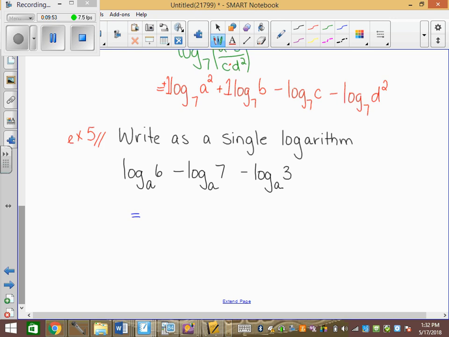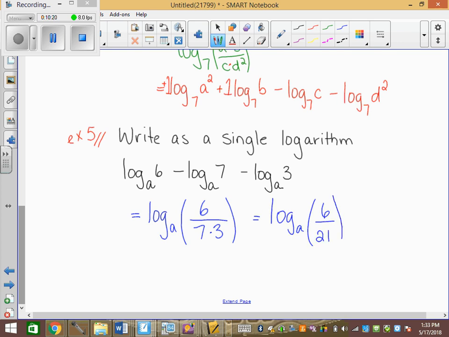So it's going to equal log base A. 6 goes where? Numerator. 7 goes where? 3 goes where? What happens when I have more than one thing in the denominator? You times them. So I'm actually going to get log base A of 6 over 21, which can actually reduce. I can take a 3 out of both. So it's going to be log base A of 2 over 7.